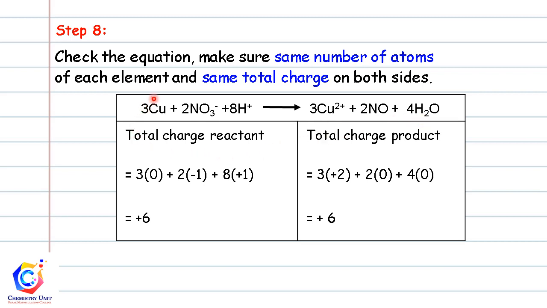Now check the charge. For this side, 3 times 0, 2 times negative 1, 8 times positive 1, so the sum is positive 6. Here, 3 times positive 2, 2 times 0, and then 4 times 0, total is positive 6. So the total charge of both sides is the same. So this equation is a balanced equation.